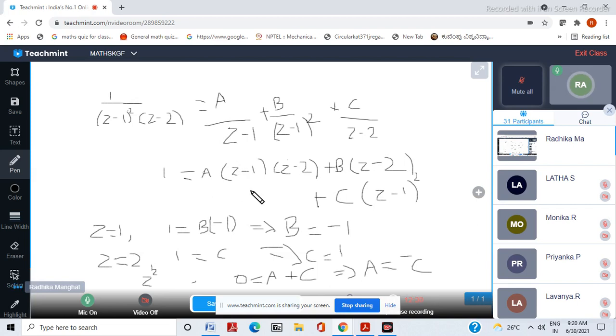Then next we are comparing coefficients of z square. On the left-hand side, there are no z square terms, so what we get is 0 equal to A plus C. That means A equal to minus C, so A equal to minus 1. Then what are the values we got? A equal to minus 1, B equal to minus 1, C equal to 1.